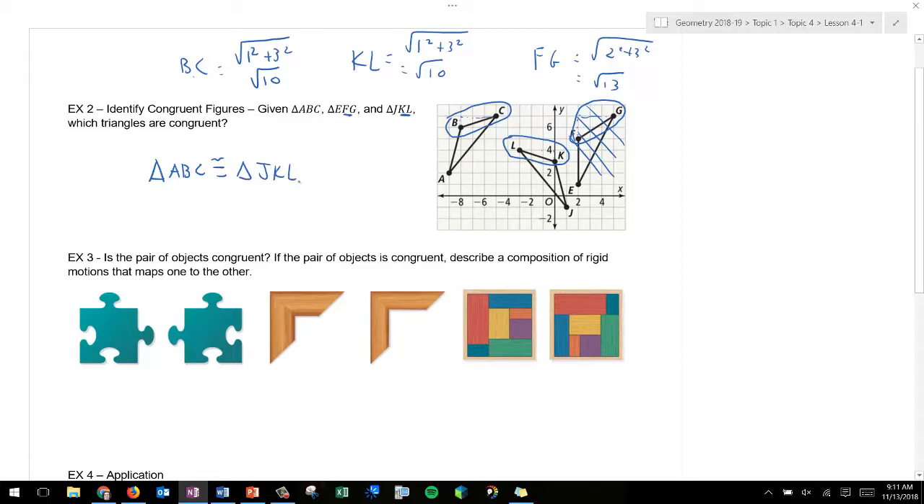The last thing I want you guys to look at is these three figures here. Are they congruent or are they not? And if so, how did they get there? So take a moment, look at them, consider what you can tell, and see if you can create a rigid motion or a composition of rigid motions to complete that. When you come back in, you'll see the answers.